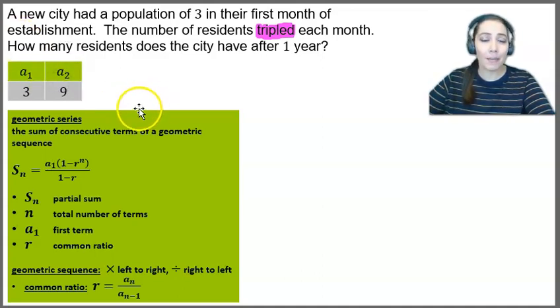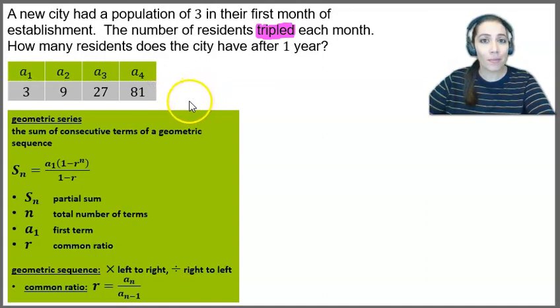So in our second month, a sub 2, we would have 3 times 3, which is 9. If we went into our third month, a sub 3, we would take our previous month 9, multiply it by 3 because we tripled it, and we would have 27 people living in our town. In our fourth month, we would multiply 27 by 3, and we would have 81 residents.